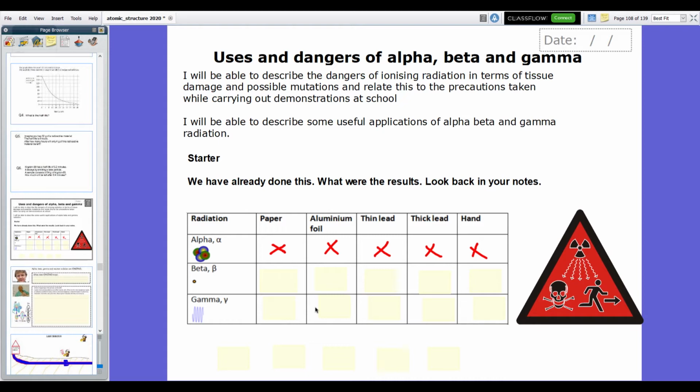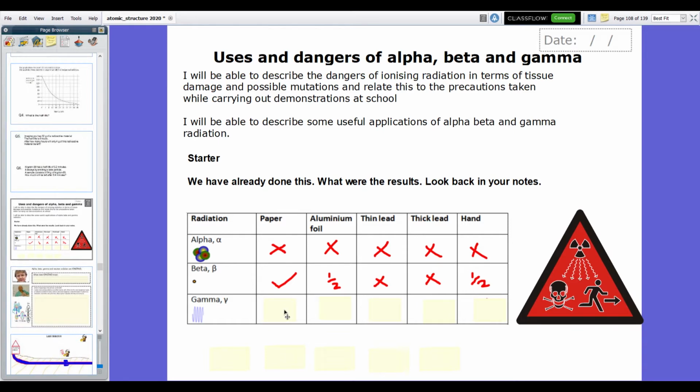The medium one for penetration power is, I suppose, beta. Fundamentally, it can get through paper. Aluminium foil, it can get through to a certain extent, depending how thick the foil is and how strong the beta is, how much energy it has. But normally it's blocked by lead. I put a half here for the hand because it can penetrate through the skin, but it wouldn't take a lot of flesh for it to be blocked.